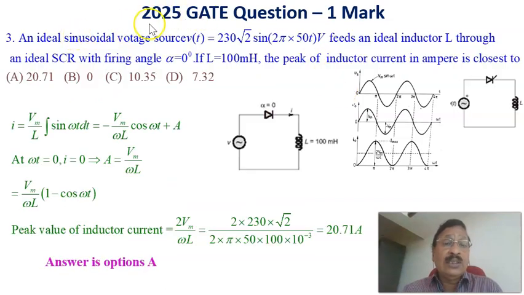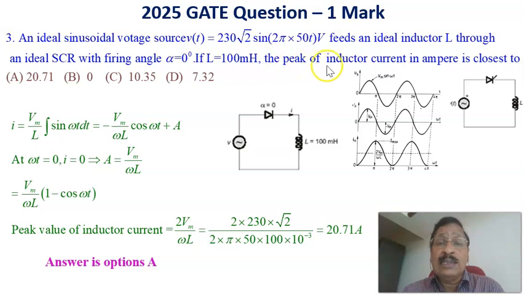Now coming to the third question in the 2025 GATE, that also carries 1 mark. The third question is: an ideal sinusoidal voltage source, v(t) equal to 230 root 2 sine 2 pi into 50 t, that is sine omega t, feeds an ideal inductor through an ideal SCR. The firing angle of the SCR is alpha equal to 0 degrees, and the inductance value is 100 millihenry.